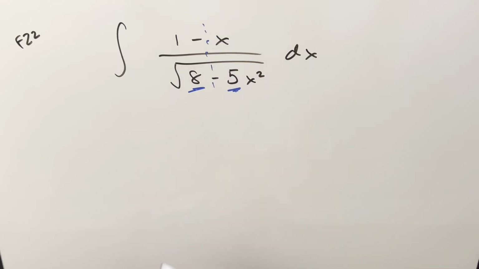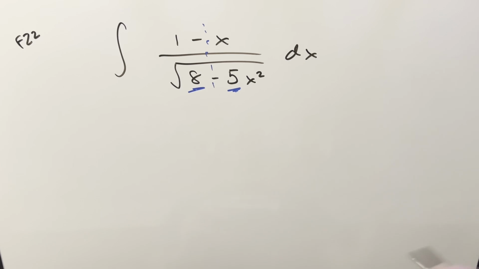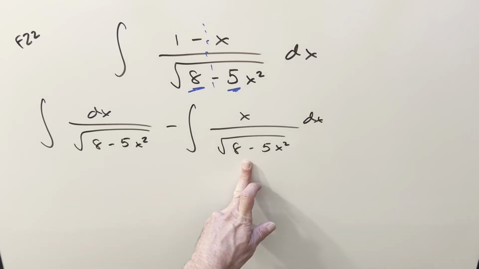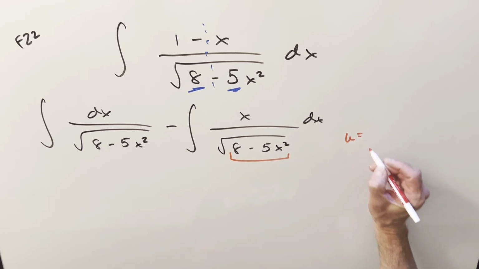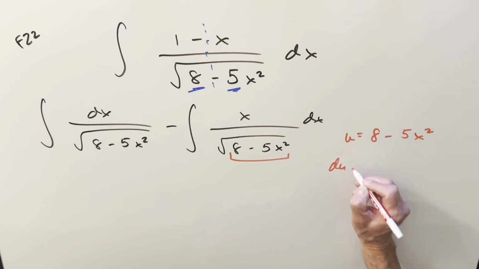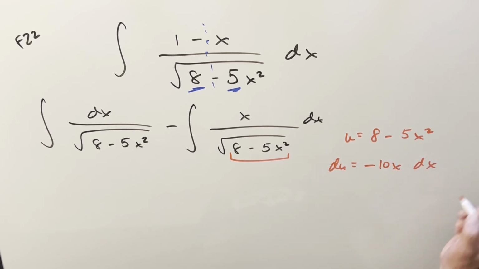What I want to do to start is break it into two integrals, splitting it up on that minus sign. And then doing that, I think we have two pretty straightforward integrals. The one on the right can be done with a u substitution. Let's substitute for this right here. So I'll set u equal to 8 minus 5x squared, and then du is just going to be minus 10x dx.